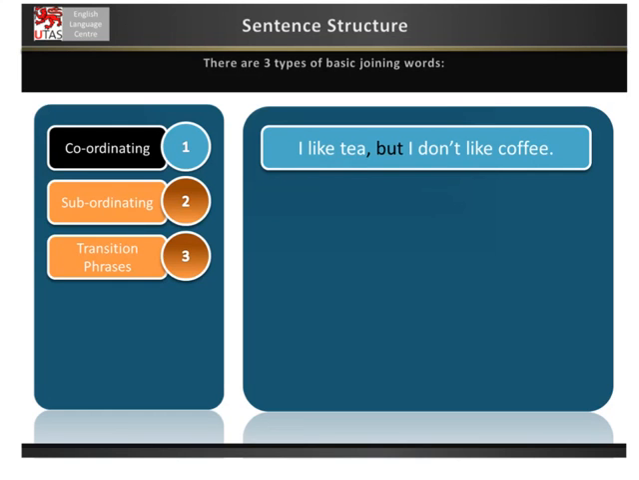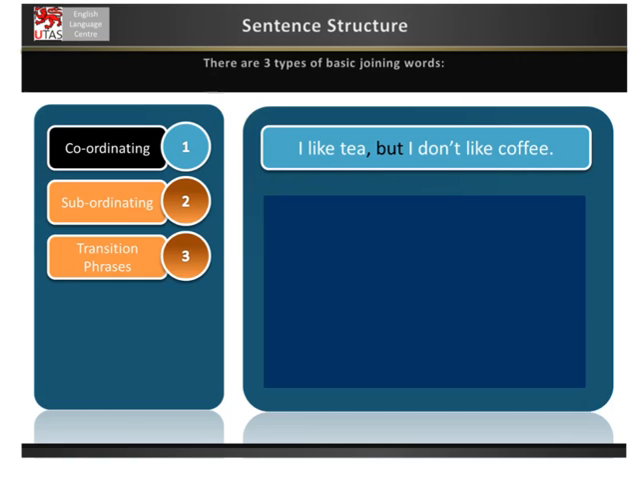Let's review what we've learned so far. There are three basic joining word groups. These are the words that I used to describe the three groups, but it's fine if you just remember them as group 1, 2 and 3. Let's look at group 1 first. Let's take a look at group 1.